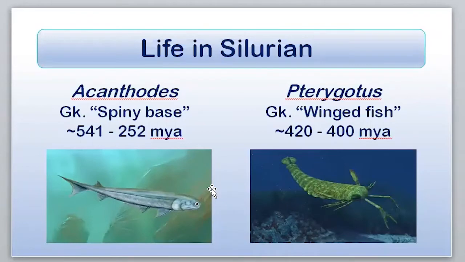it can hunt, because this genus, these are sea scorpions, Pterygotus, these are the top level predators and the dominant predators. Some of them grew to twice the size of a man. So these are the well-known species in the life of the Silurian.